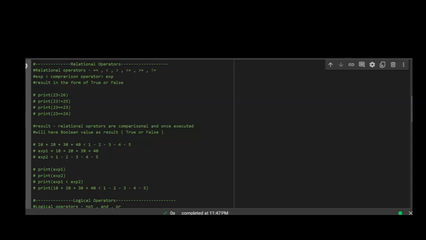So that means you have to compare two values, you have to compare any data, that's where relational operators are used. Largely, if you are talking about less than, greater than, equal to, not equal to, these all work upon numeric data, right? Generally.